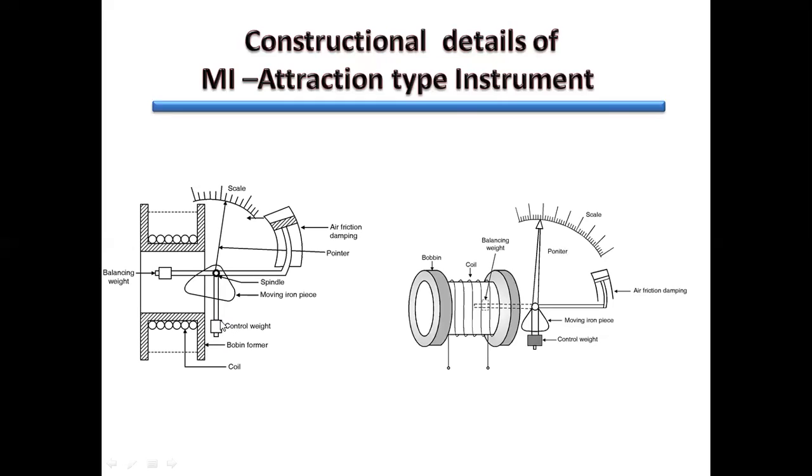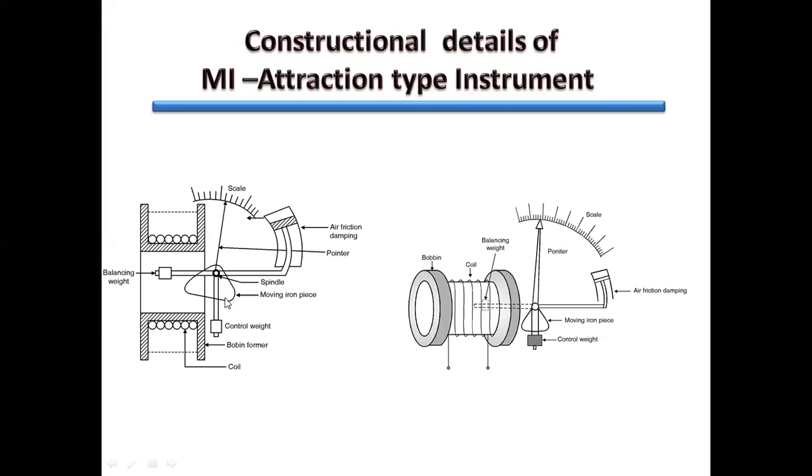The control weight provides the controlling torque. As we know, this magnetic attraction causes the iron piece to move towards the coil. The moment the iron piece moves, this control weight also travels in this direction, and the gravity will try to pull it to its original position. So this is how the gravity acts, and the weight of the instrument acts along the gravity, and it produces controlling torque. So this is how controlling torque is obtained by means of control weight.